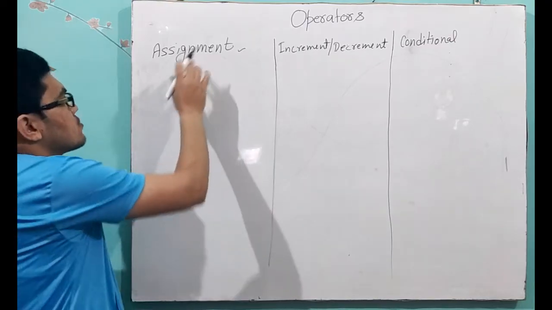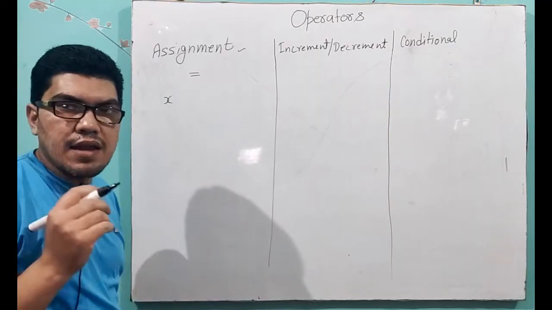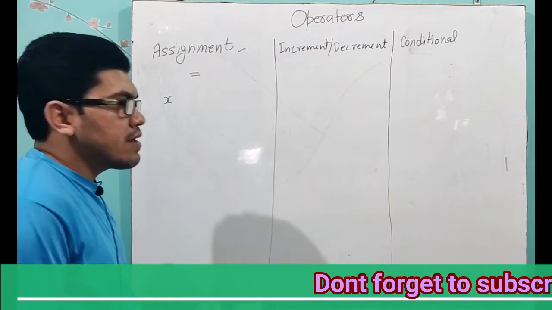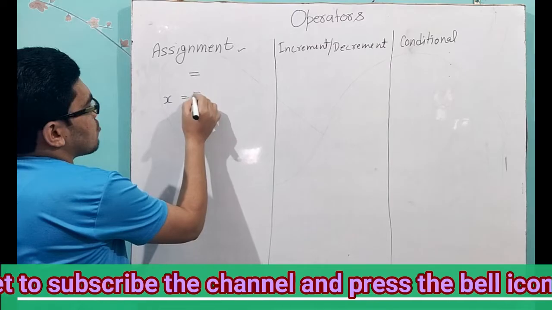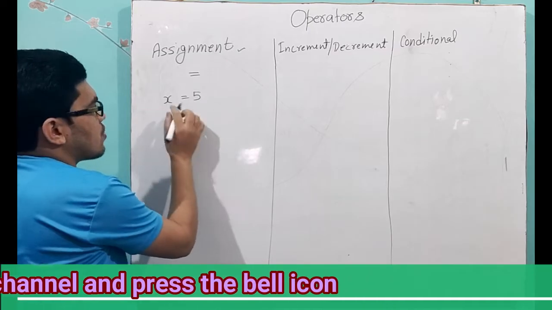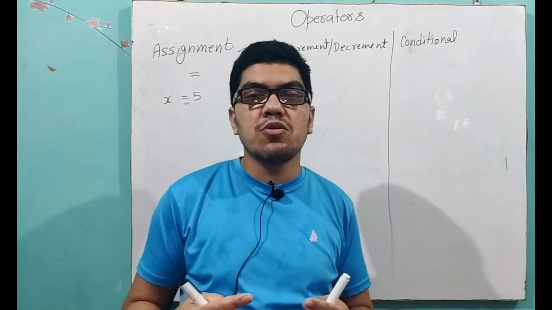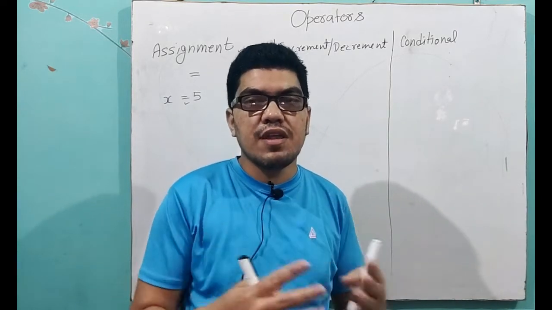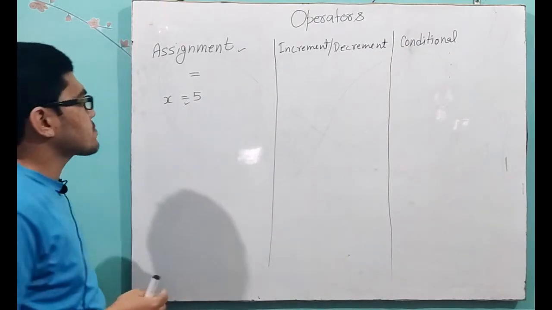Okay. Suppose I have a variable x and I want to store a value in this variable. In this case I want to store 5, so I will use the assignment operator. Whenever we want to store any value in a variable, we use this assignment operator.